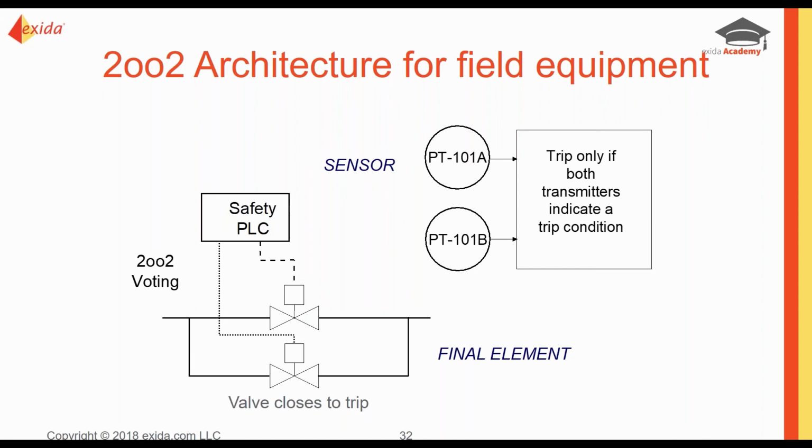So as you can imagine, a 2 out of 2 compared to a 1 out of 2 is going to be more reliable. You're no longer going to have as many safe trips as if only one of them has to trip. However, you're not going to have the safety built in either.